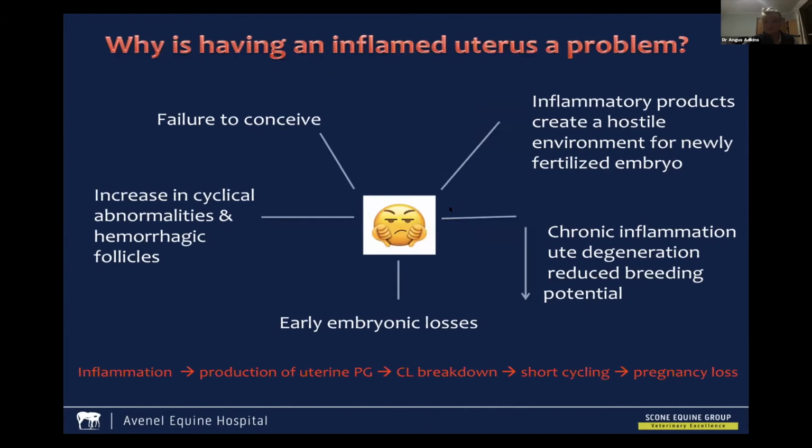So why is it actually a problem to have an inflamed uterine lining? Obviously, if you've got inflammation, you're not normal, and we want this environment to be as normal as possible to host a pregnancy. But there's a little bit more to it than that.